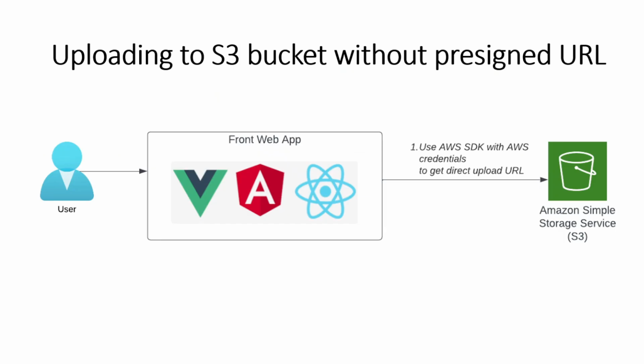Before we take a look at how the S3 pre-signed URL works, let's take a look at how to upload an object to an S3 bucket without the pre-signed URL. Here in this diagram, you can see a user is logged into the front-end web app. It could be either Vue, Angular, or React.js. And from there, they will use the AWS SDK along with AWS credentials to directly upload the object to S3. Now, this approach is not secure and is not the preferred approach. We need a more secure approach like a pre-signed URL to upload objects onto the S3 bucket.